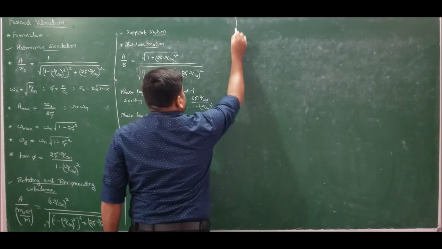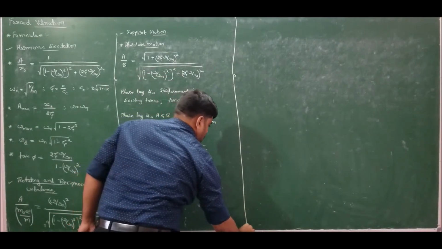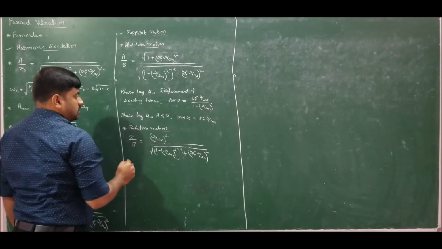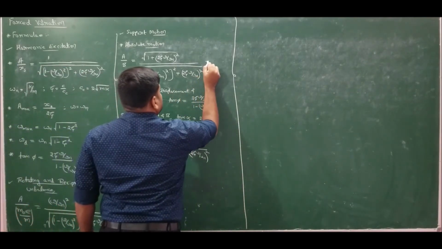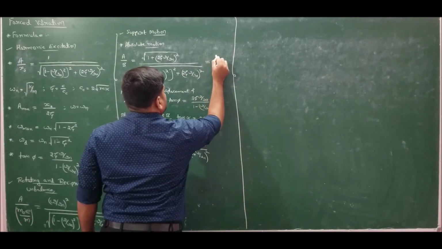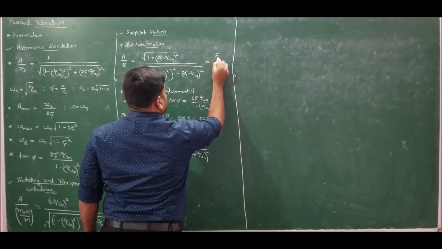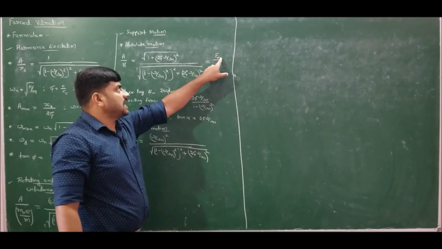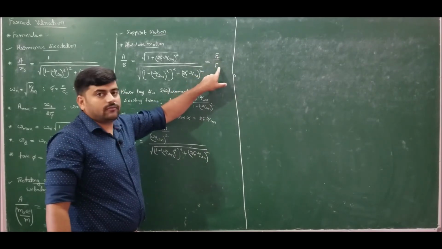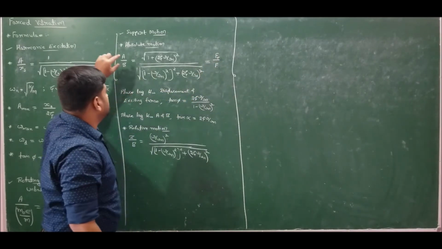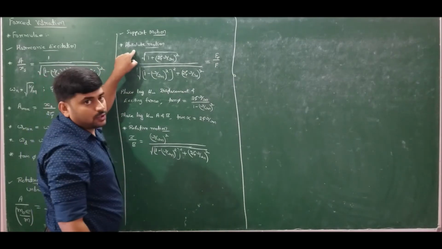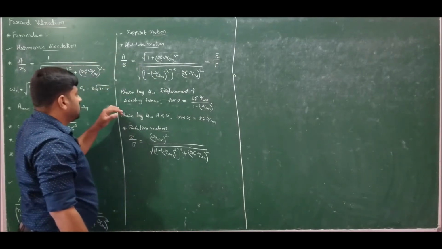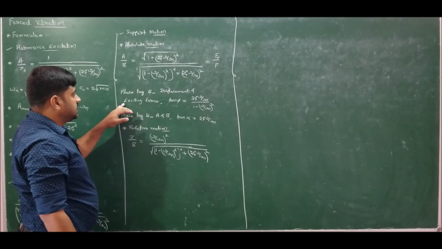And let me write transmissibility of force here itself. So this is equal to what? This is also equal to Ft by F. Force transmitted to the foundation to the exciting force is the transmissibility ratio, which is nothing but the amplitude ratio of absolute motion. And this is the phase lag between the displacement and the exciting force.